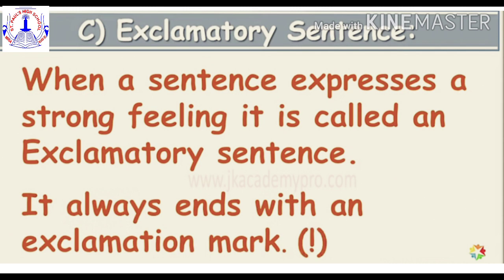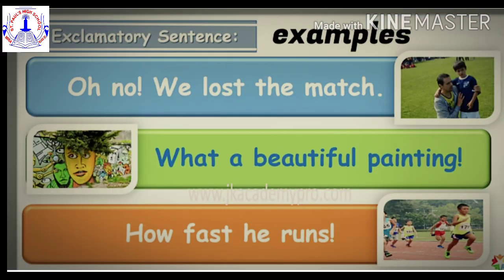Exclamatory sentence. When a sentence expresses a strong feeling, it is called an exclamatory sentence. It always ends with an exclamation mark. Examples: Oh no, we've lost the match! What a beautiful painting! How fast he runs!